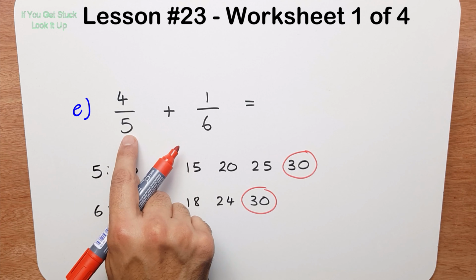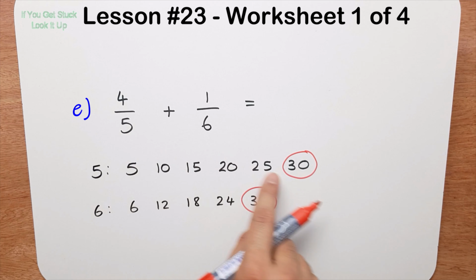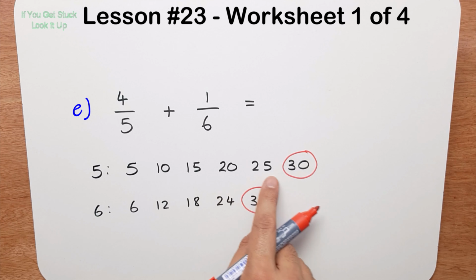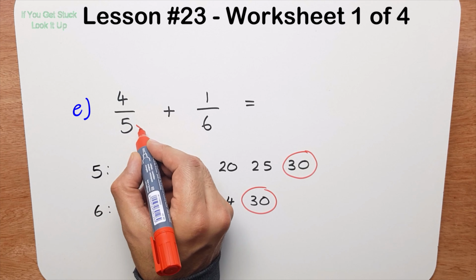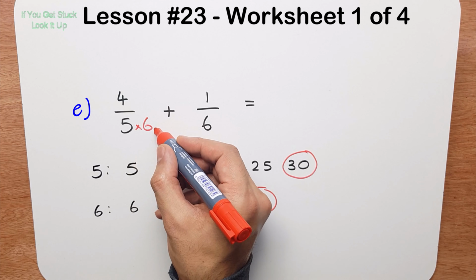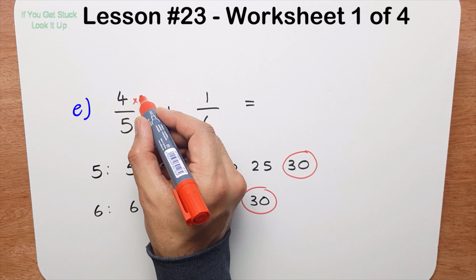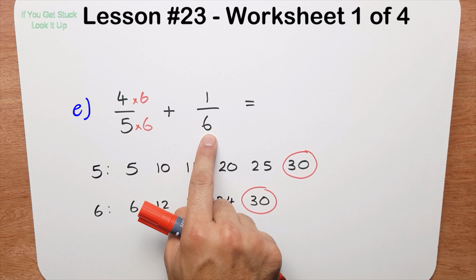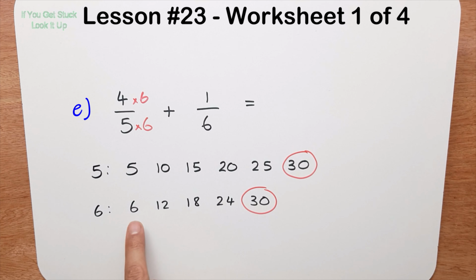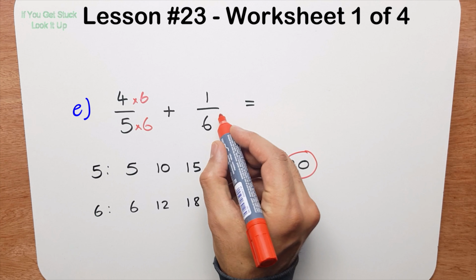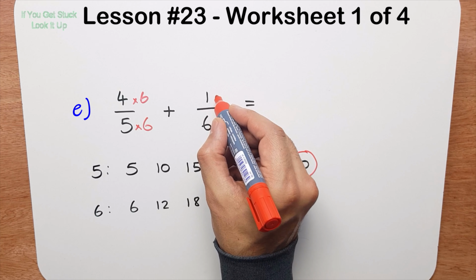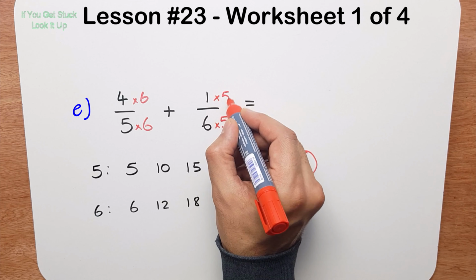So how do I turn this 5 into 30? 1, 2, 3, 4, 5, 6. I multiply it by 6. Whatever I do to the bottom number, I do to the top number. Now how do I turn this 6 into 30? 1, 2, 3, 4, 5. Multiply this by 5, and I multiply the top by 5.